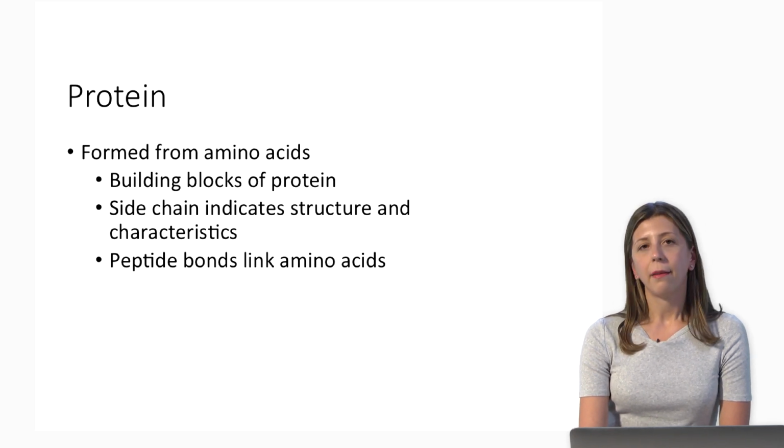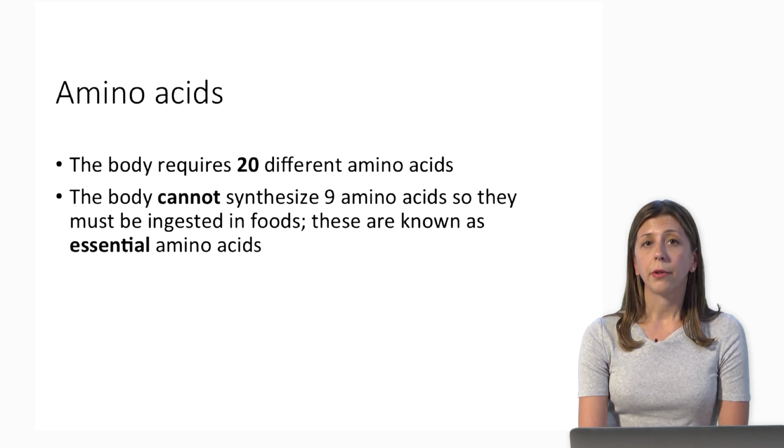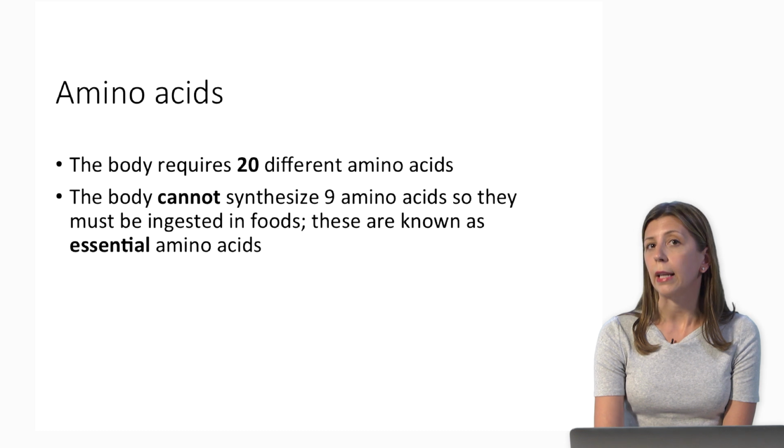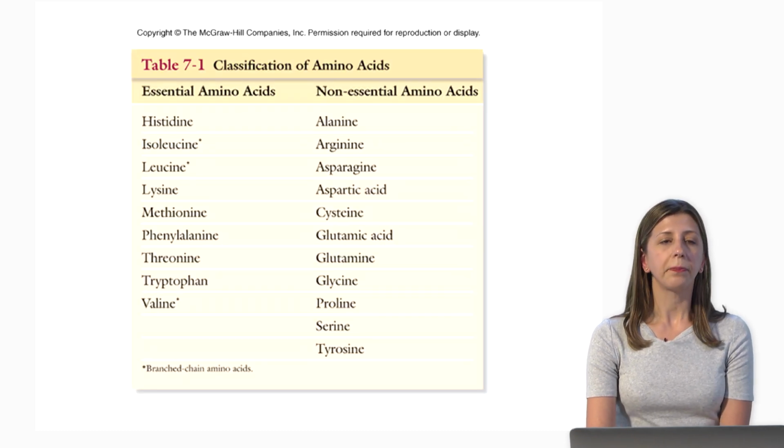The body can't make 9 of those 20 amino acids. And remember, those are essential, so we have to make sure we get them in the diet, whereas the other are non-essential. There's 11 of those, and thankfully our body does make those. So really you need to focus on the essential amino acids.